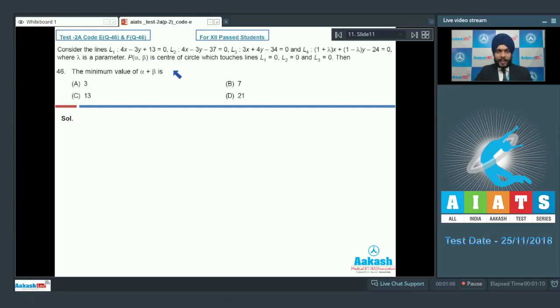P(alpha, beta) is the center of the circle which touches the lines L1 equals 0, L2 equals 0 and L3 equals 0. Then what is the minimum value of alpha plus beta?